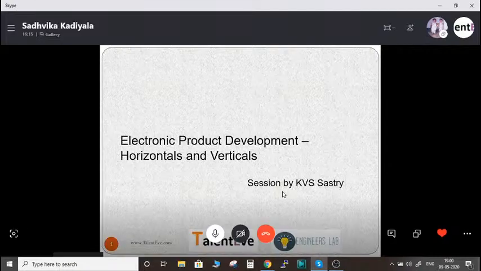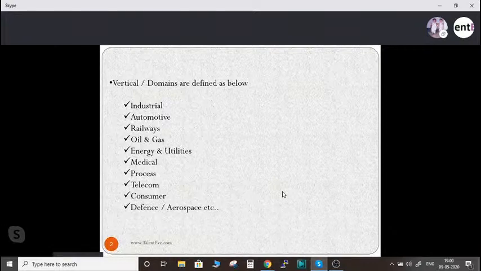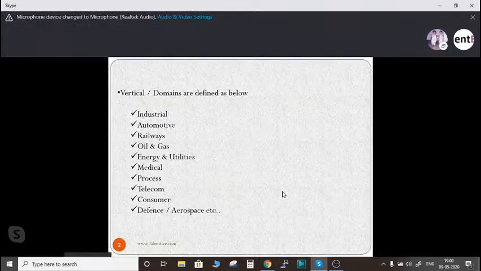In order to go into different segmentation variations, I will be dealing with the various domains and different fields available in the market, and also I'll be talking on the horizontals. I'll define what a horizontal is and how it can be mapped to the verticals, or the domains as you call them.